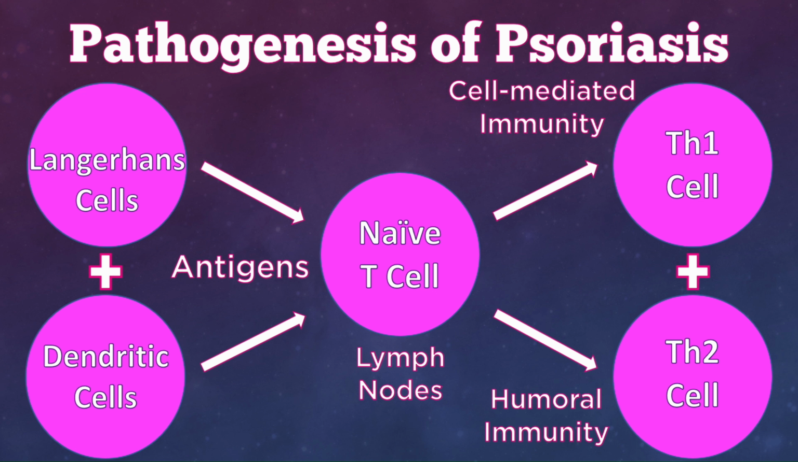We used to think that psoriasis was caused by T-cell autoimmunity. However, no autoantigens have been identified yet. Therefore, when you're talking to patients, it's better to explain that psoriasis is not an autoimmune disease, but rather a disease with excess inflammation in the body.